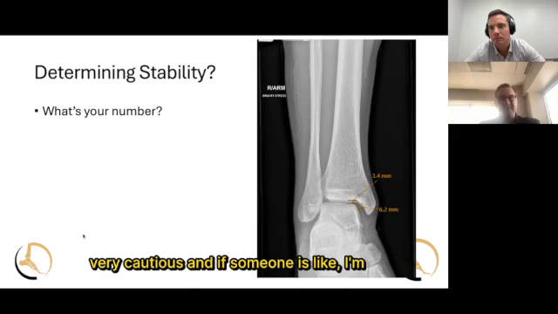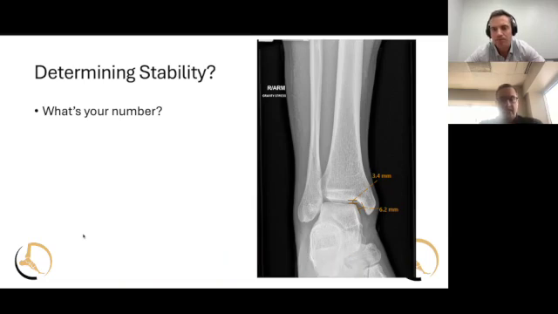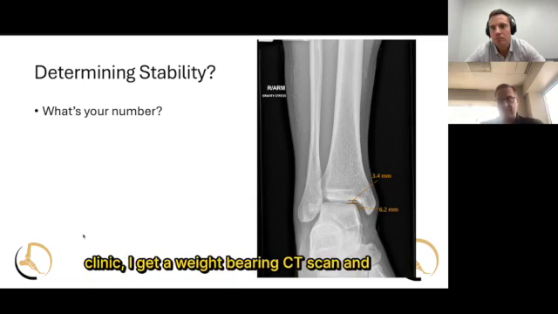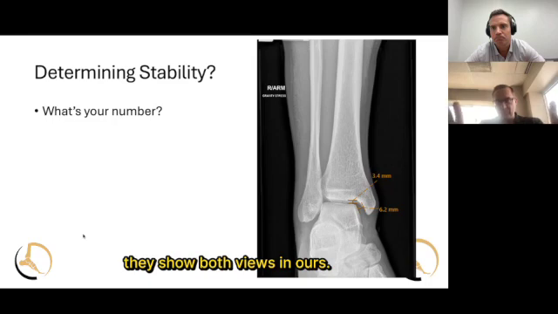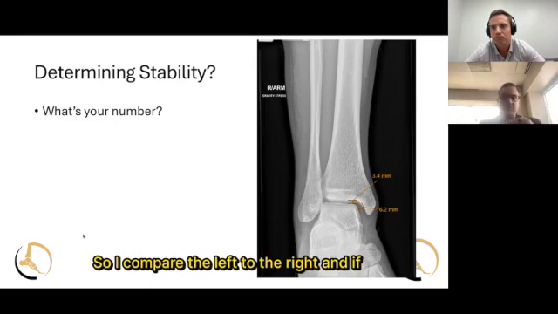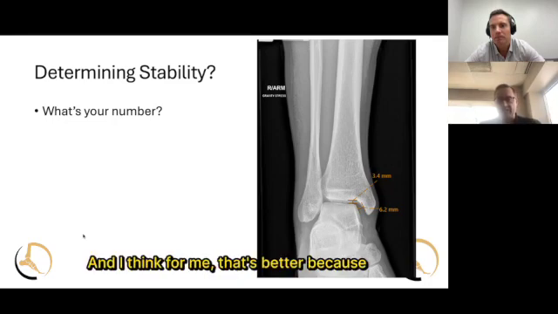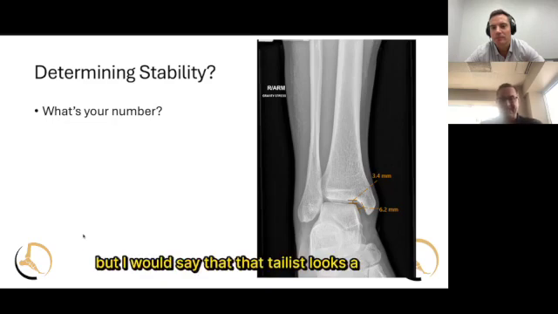And if someone is like, I'm still not sure, and I know this might be controversial, I don't get an MRI, because it's hard for me to interpret some of the acute injuries on an MRI. Yep. I'm lucky where if this patient is in my clinic, I get a weight-bearing CT scan, and they show both views, so I compare the left to the right, and that's how I know if it's wide or not. Yep. And I think for me that's better because this is suspicious for me. I don't know what the end result was here, but I would say that talus looks a little bit laterally subluxed in reference to the plafond.